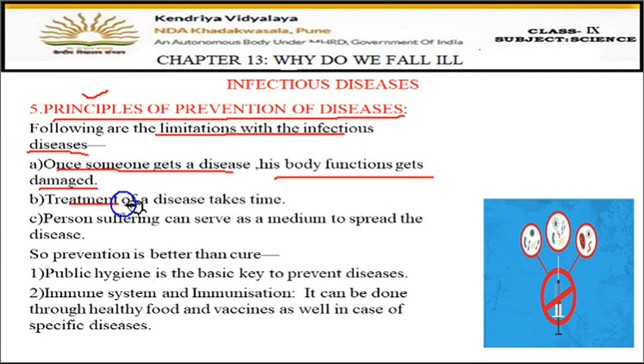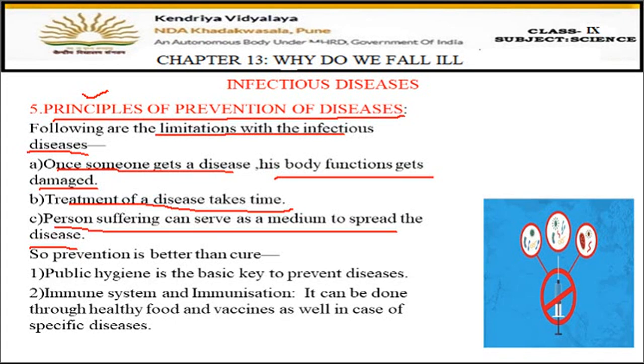Then treatment of a disease takes time. Once anybody gets infected by the disease, it will take time to recover. So this is also one of the problems with infectious diseases. Then the person suffering can serve as a medium to spread the disease. As we all know, infectious diseases can be spread from a patient or an unhealthy person to a healthy person. So if an infected person is in the society, there are more chances of the spread of the disease.